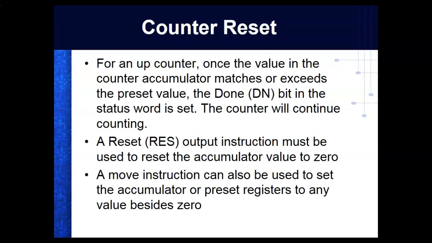For up counters, once the value of the count accumulator matches or exceeds the preset value, the done bit is set. The counter will continue counting. So it's not like a timer. A timer, when it hits its preset value, it just stops. A counter will continue counting. And to clear out the accumulator, we have to use a reset. Same one that we use to reset timers. The move instruction can also be used to set the accumulator or preset to any value, which is what I did in my program.